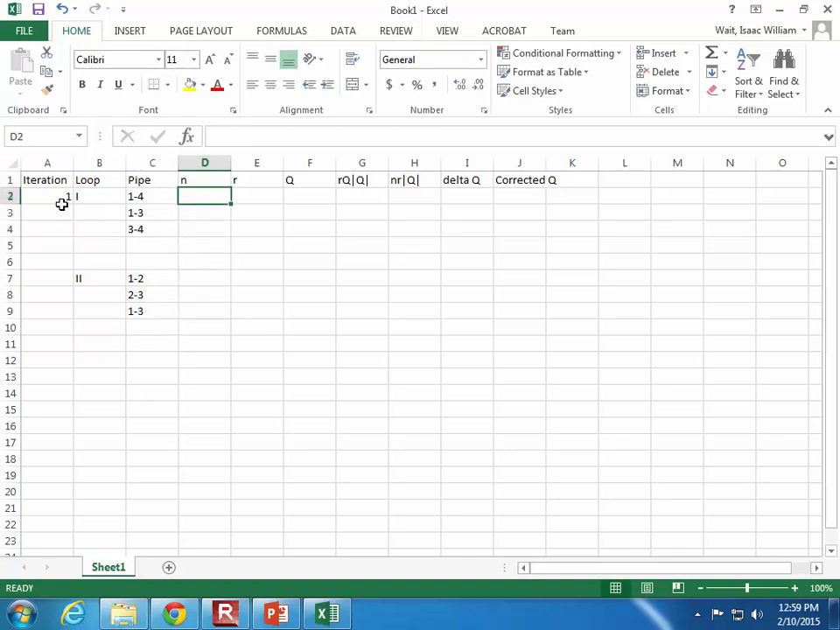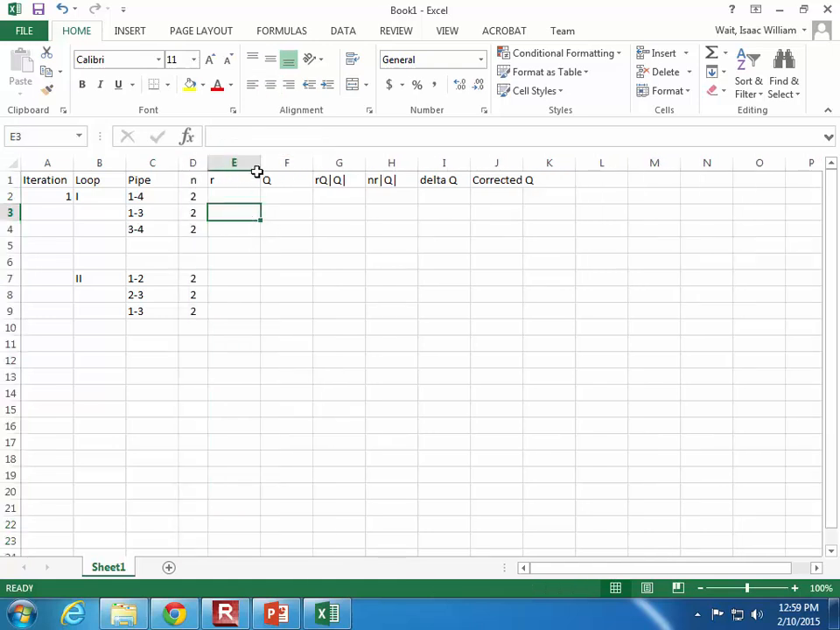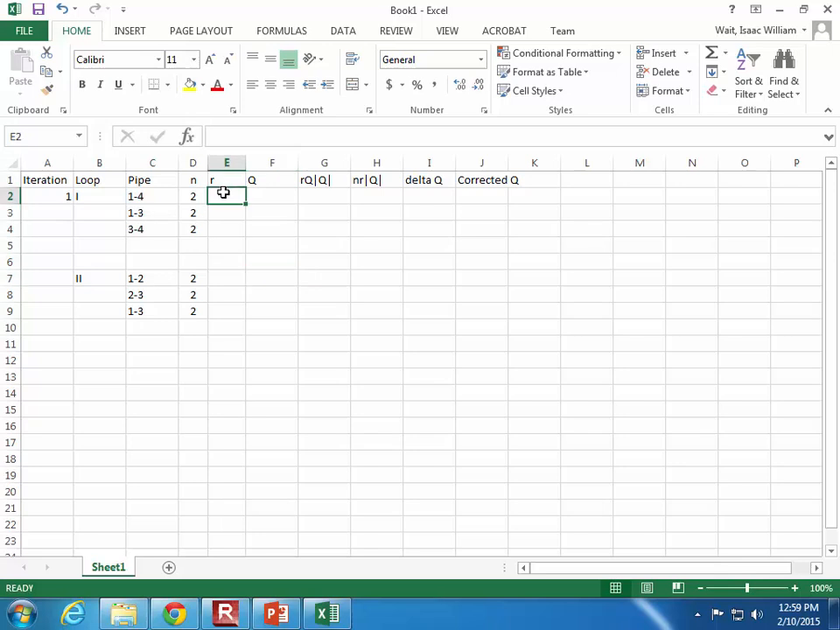The N value for all these is 2. What does that mean? Why 2? Anybody remember what 2 means? It means I'm going to be using the Darcy-Weisbach equation for friction loss. If you're using the Hazen-Williams, then N would be 1.85. So I'm going to be using Darcy-Weisbach, and that's why N equals 2.